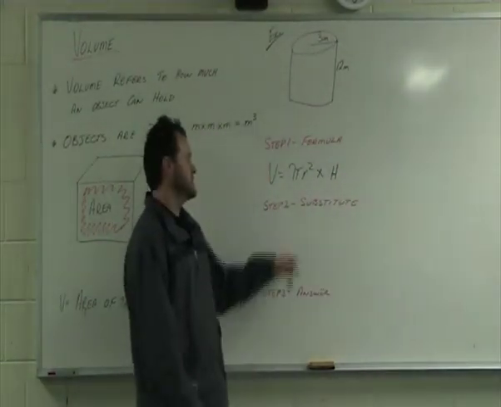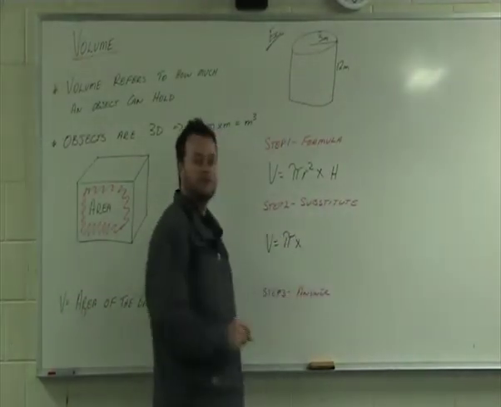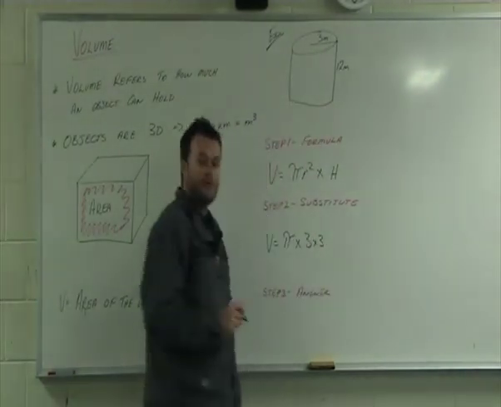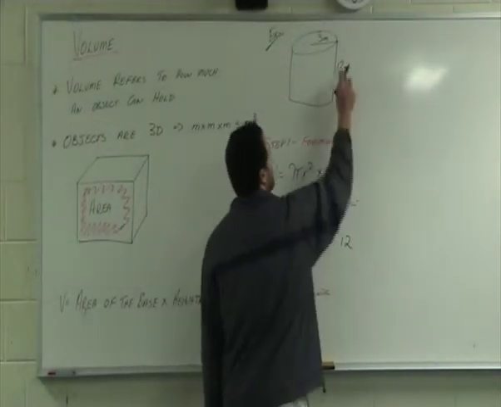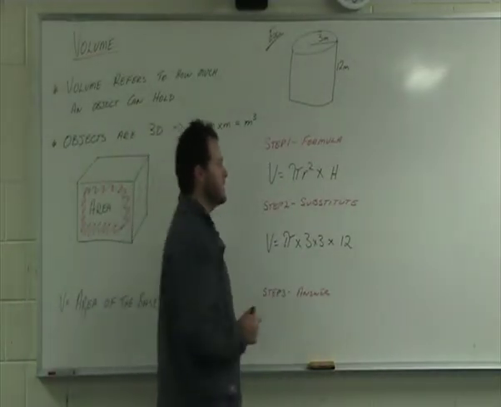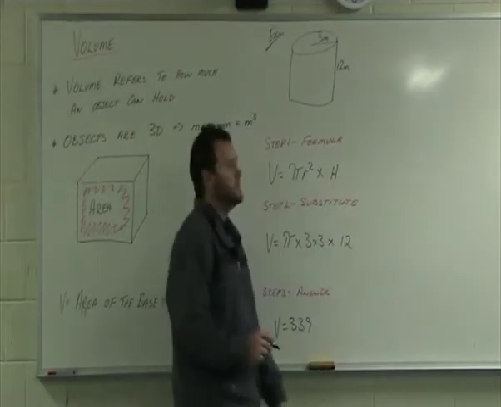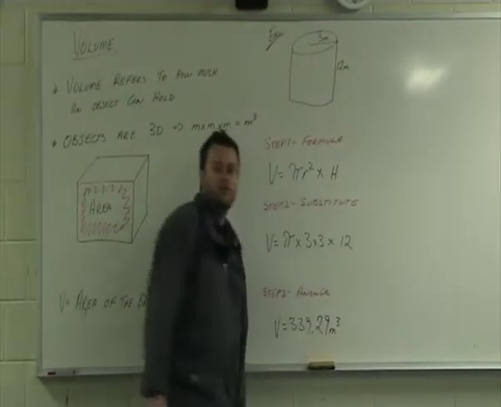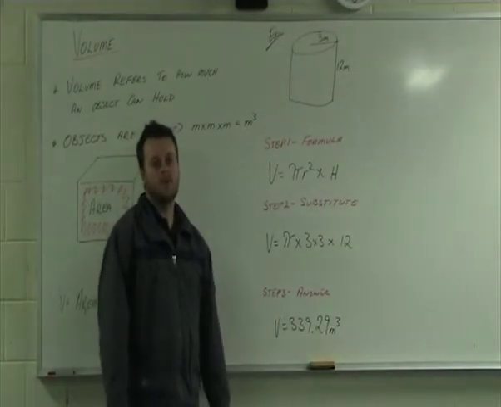Nice and easy. Let's substitute in. Volume is equal to pi times 3 multiplied by 3, because we're doing it twice because it's squared, multiplied by our height, which is 12. Type all that into our calculator, we get an answer of a volume of 339.29 cubic metres. Really simple. Area of the base times the height.